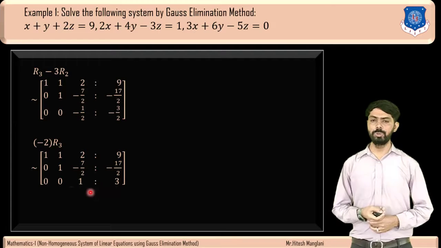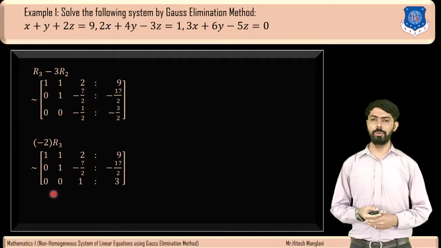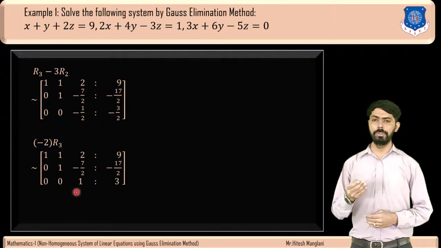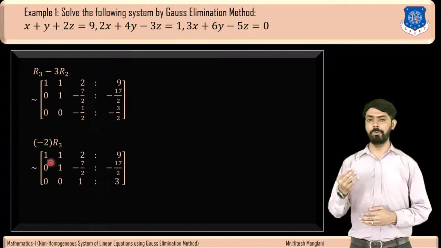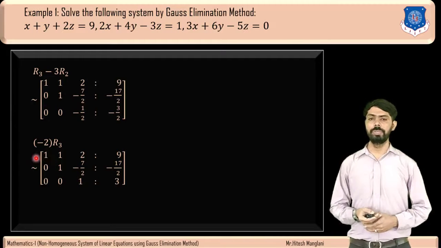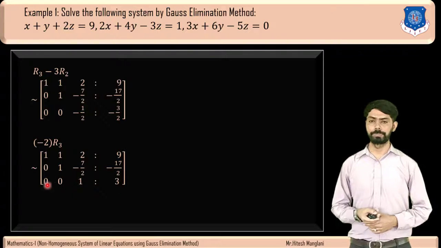So here, as you can see, this matrix is said to be in row echelon form, because all the properties of row echelon form are satisfied. Because the leading 1 of the third row is to the right of the leading 1 of the second row, and in the same way the leading 1 of the second row is to the right of the leading 1 of the first row. So we can say that this matrix is in row echelon form.